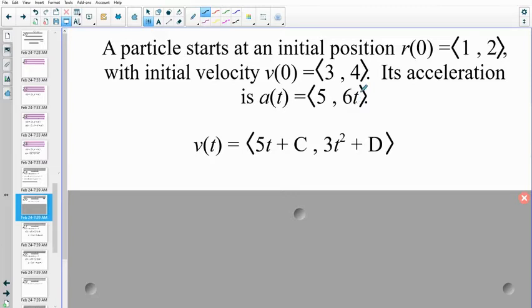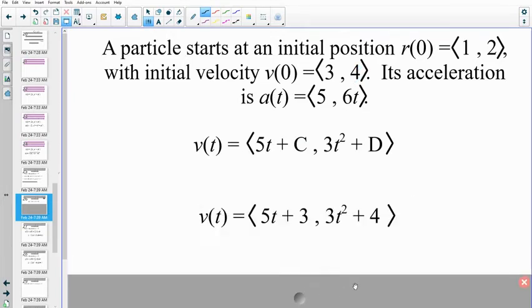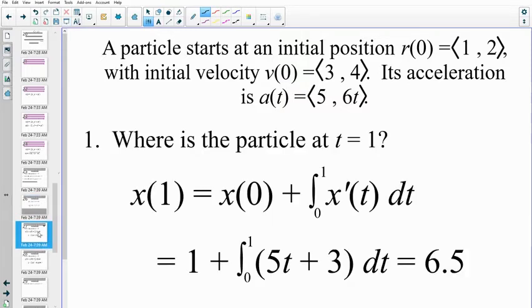And then the antiderivative of 6t is 3t squared plus some constant. But at time equals 0, the value of the velocity needs to be 4. So I end up with this as my velocity vector. My velocity is a function of time as opposed to just at a specific value. And now that I have that, I'm going to be able to answer a lot of the questions.